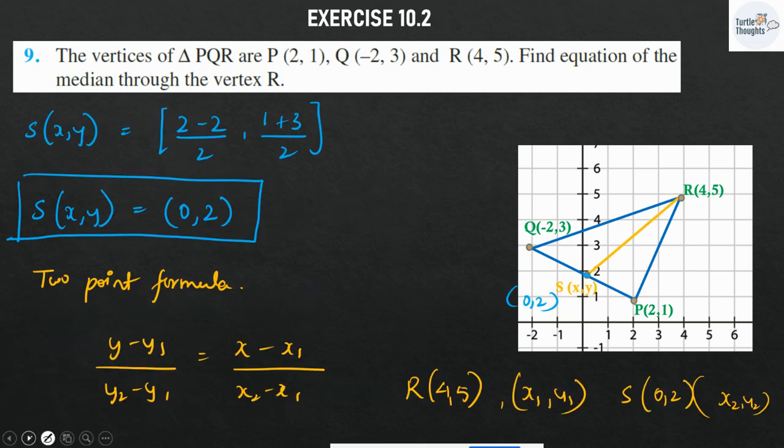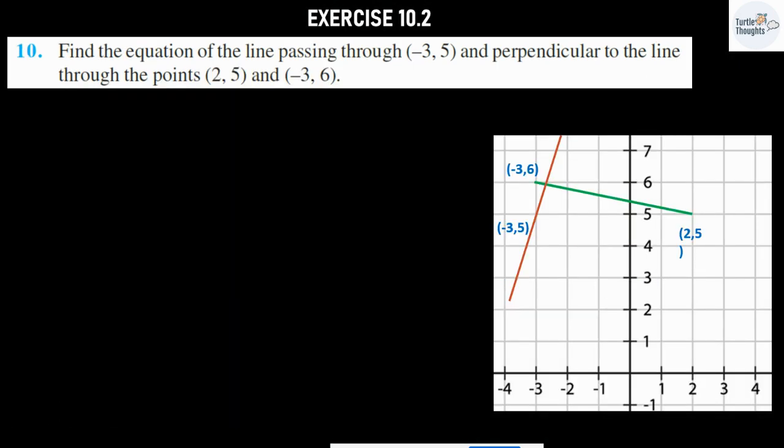So let us move on to question number 10. Find the equation of the line passing through minus 5 comma 3... minus 3 comma 5 and perpendicular to the line through the points 2 comma 5 and minus 3 comma 6. So there is a line which is passing through the points 2 comma 5 and minus 3 comma 6. So I have 2 comma 5 over here and minus 3 comma 6 over here. So this is a line.